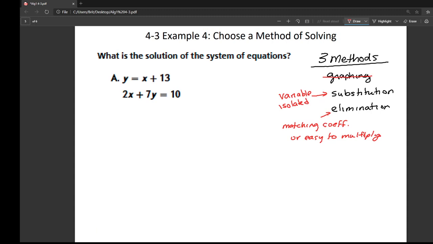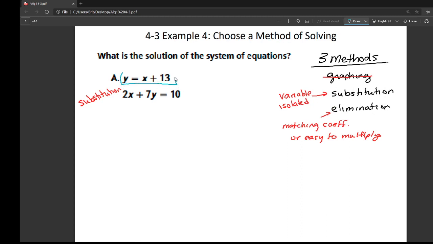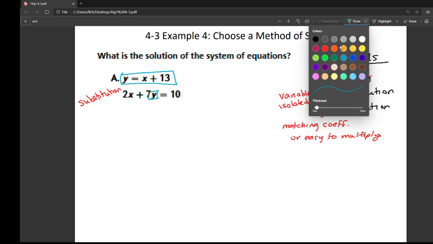So let's go ahead and let's try this. So for A, the y is by itself, so I'm going to want to use substitution on this one. So I'm going to take this teal equation, and where the letter y is on the second equation, I'm going to replace it using substitution.